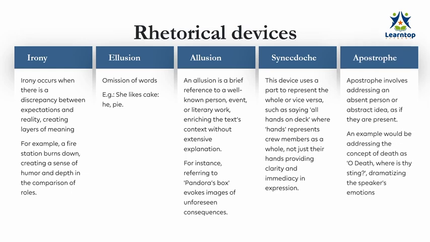And finally, we have apostrophe. This is used when a speaker addresses someone absent or even an abstract idea as if it were alive. For example, O death, where is thy sting? Here death is spoken to as if it were a person. Apostrophe dramatizes emotions, makes the expressions more intense.